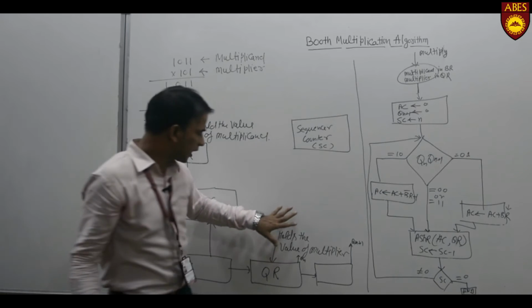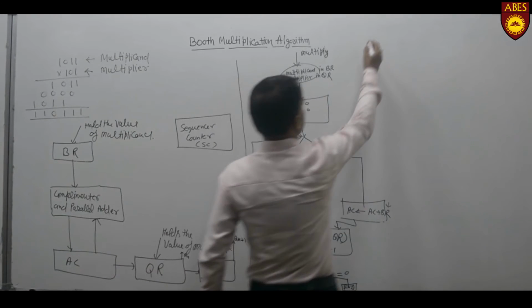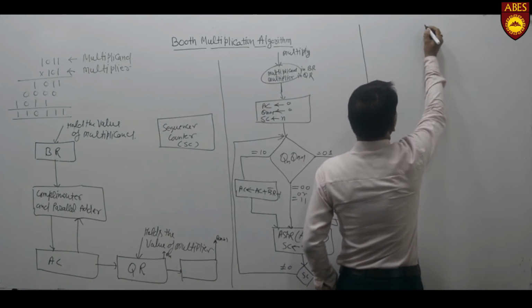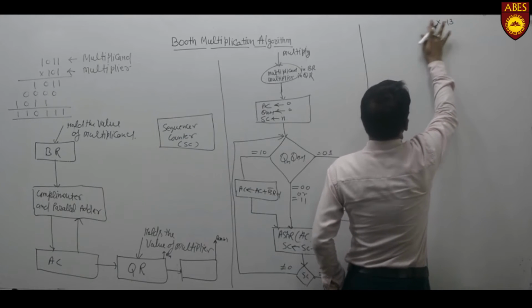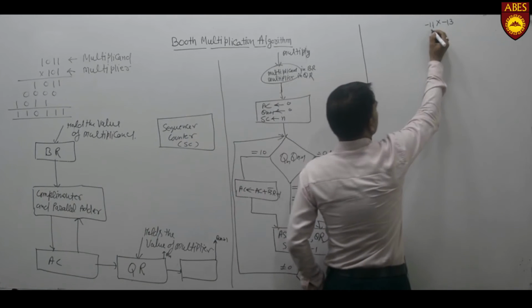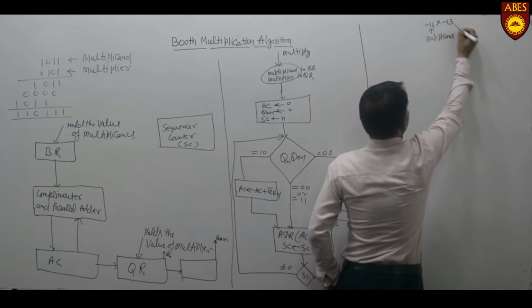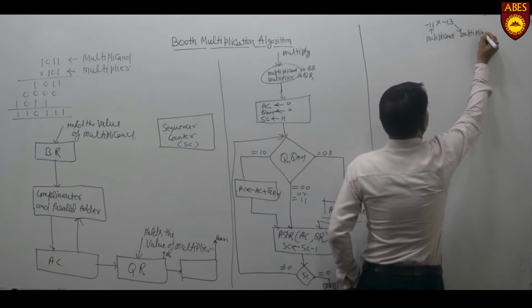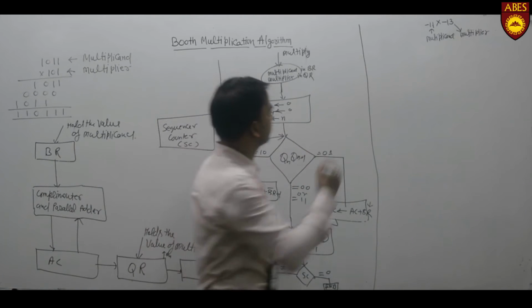We can understand this algorithm with a suitable example. Suppose we want to multiply two numbers, -11 and -13. So this is the multiplicand and this is the multiplier. Now we convert these numbers into the equivalent binary.